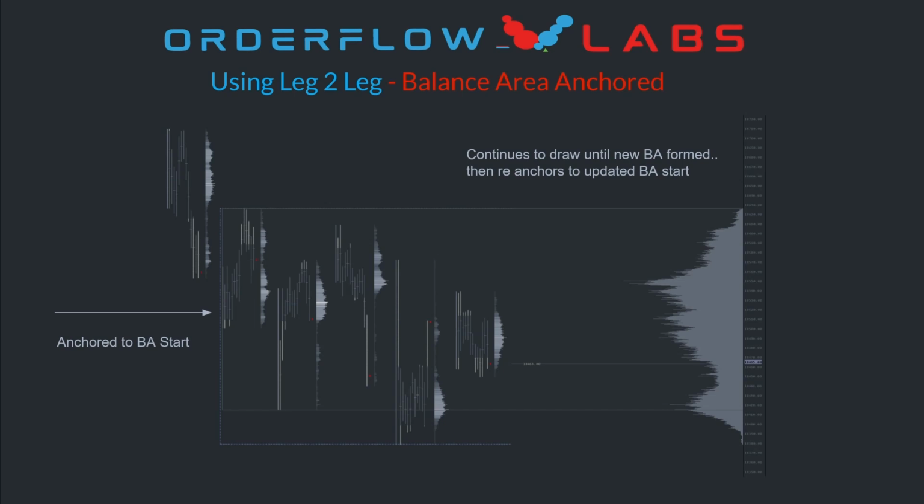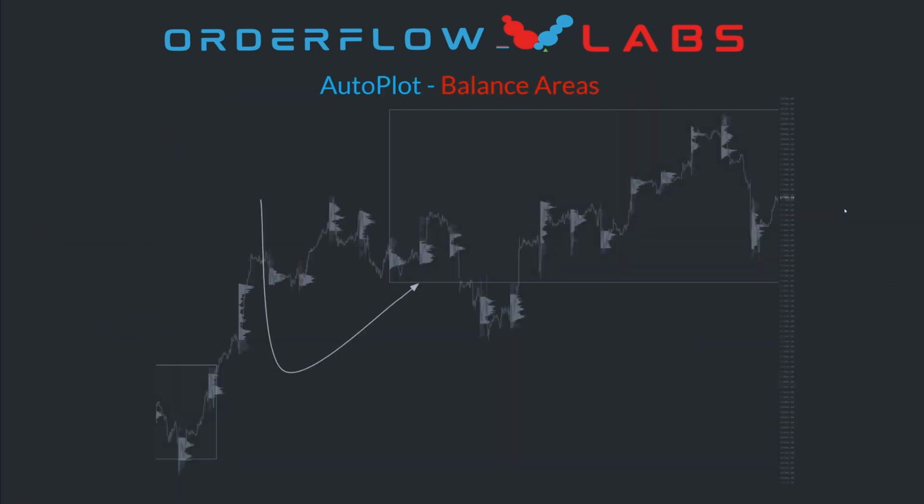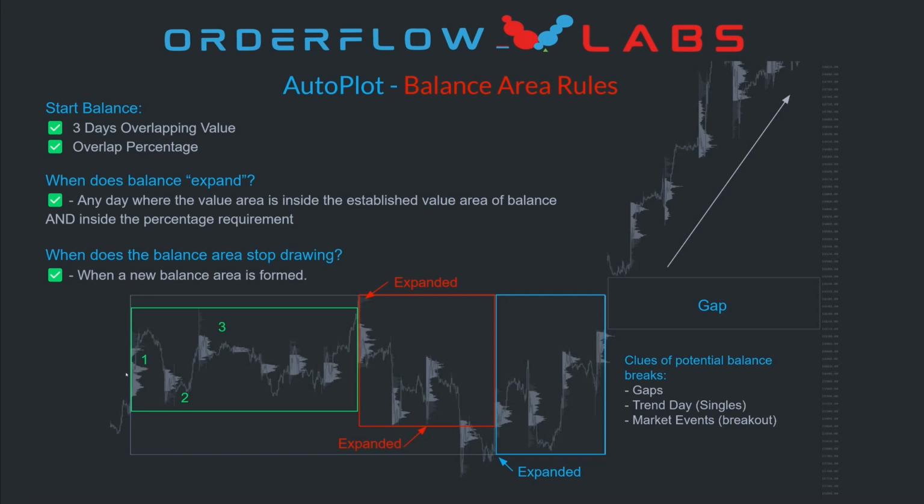J. Rob says, do the 3 days need to be consecutive? 3 days of overlapping value. Yes, they would need to be consecutive. Go back to this here. So we have day 1, day 2, day 3. All of these days need to overlap each other, and day 3 has to overlap 1, especially by the overlap percentage requirement.